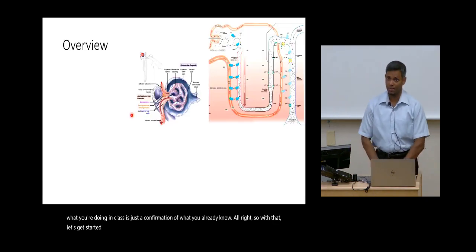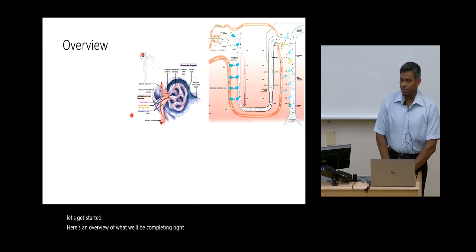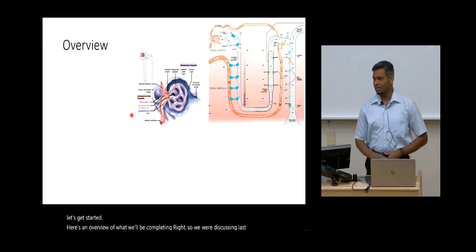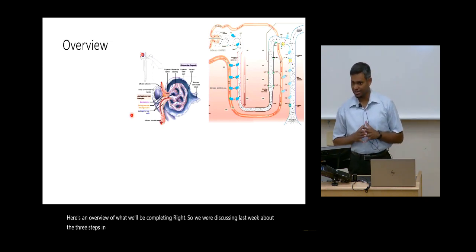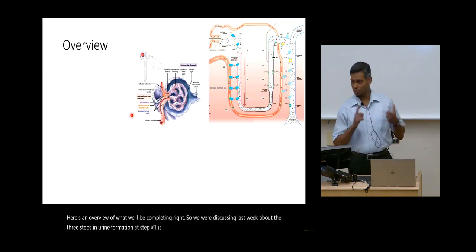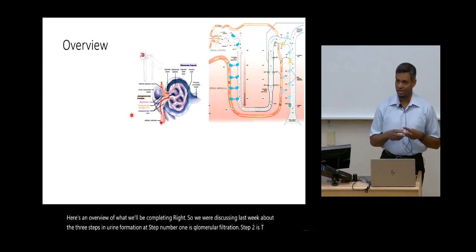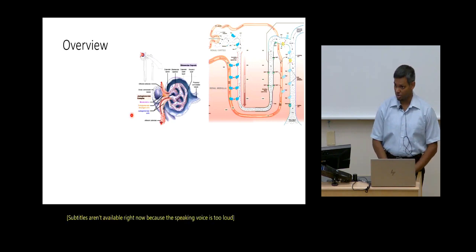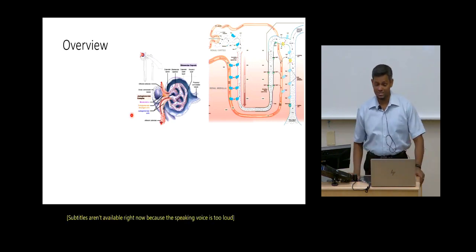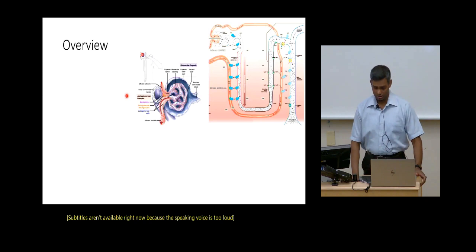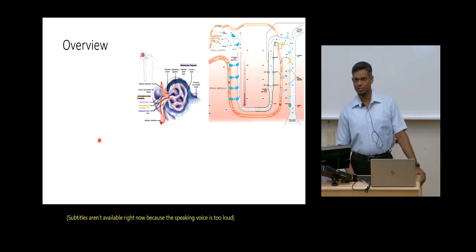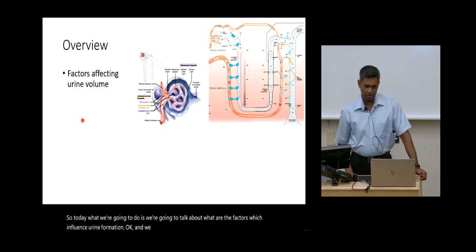Here's an overview of what we'll be completing, right? So we were discussing last week about the 3 steps in urine formation, right? Step number 1 is glomerular filtration, step 2 is tubular secretion, and step 3 is tubular reabsorption. So step 2 and 3 can happen simultaneously. So today we're going to talk about the factors which influence urine formation. Okay, and we see that the volume of urine formed can be altered depending on a few factors.